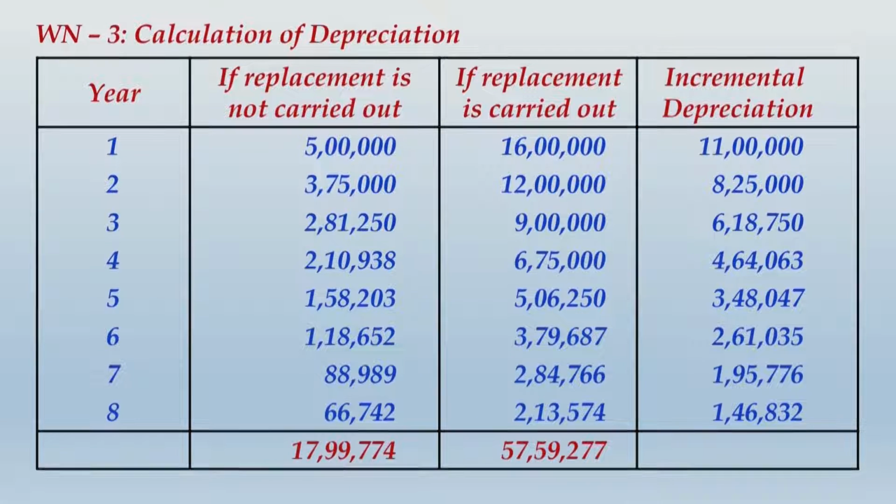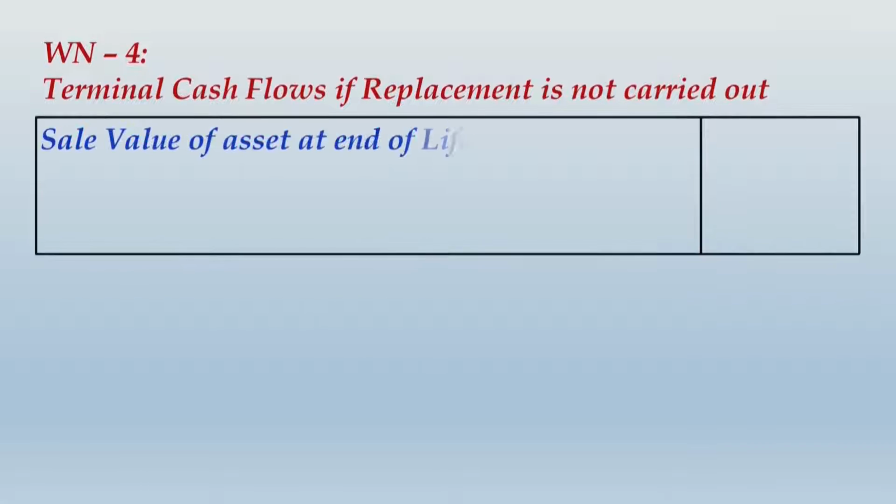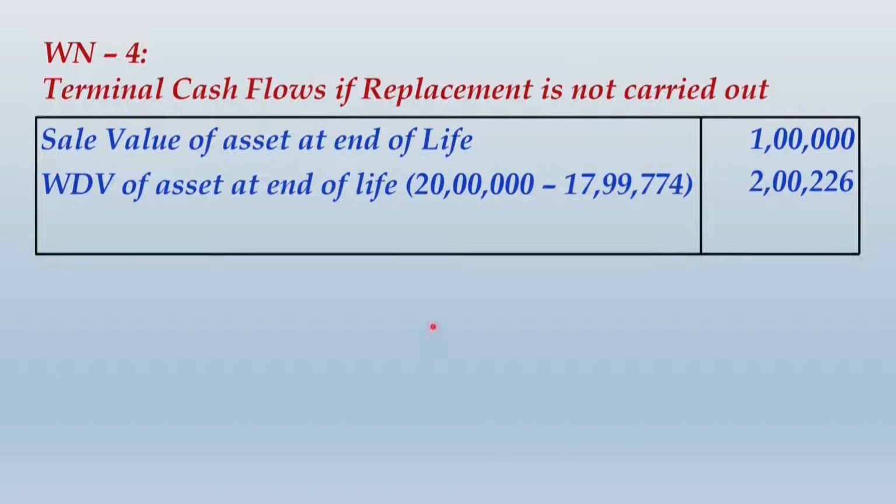Anyway, once you have completed this, let us move ahead, and next working will be the terminal cash flow if replacement is not carried out. Now imagine if the replacement is not carried out, you continue with your old machine till end of life, then at that time its sale value will be 1 lakh. That is what is reported in the question. But what will be its WDV? Today its WDV is 20 lakhs.